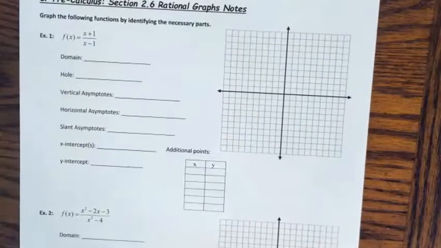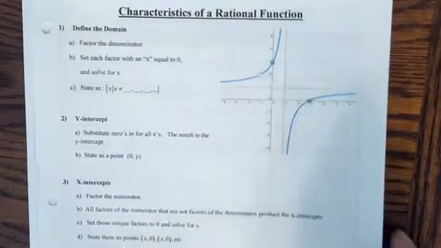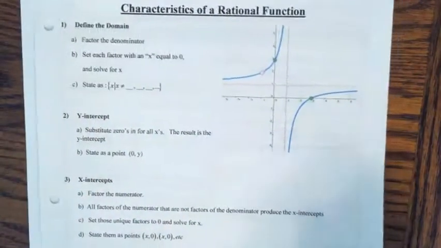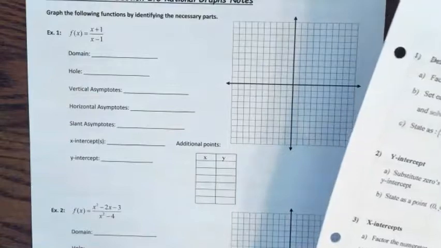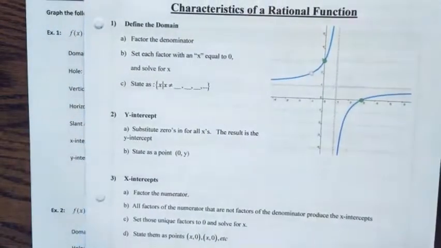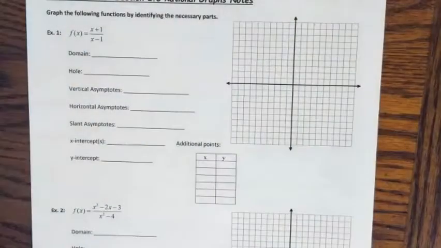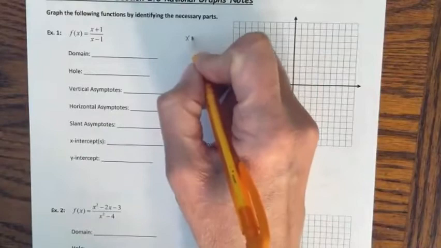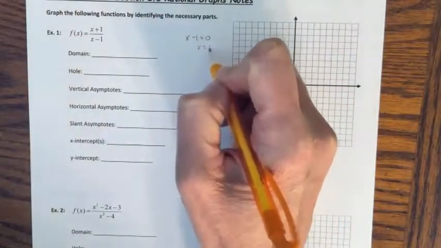So the first thing we're going to do is we're going to find the domain. So we'll go back to our characteristics, and it'll say factor the denominator. And so I look here, I have x minus 1, so it doesn't need to be factored because that doesn't factor any further. And then it says set each factor with an x in it equal to 0 and solve for x. So I'm going to go ahead and do that. I have x minus 1 equals 0, and I'll solve for x, and I get 1.